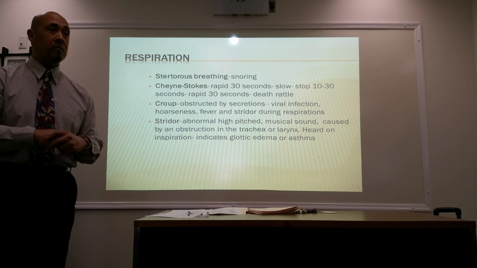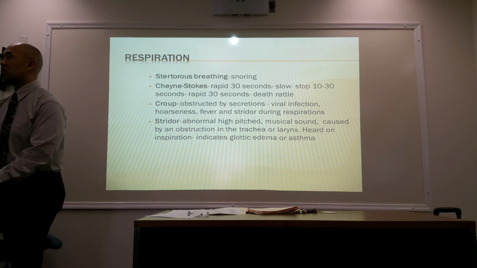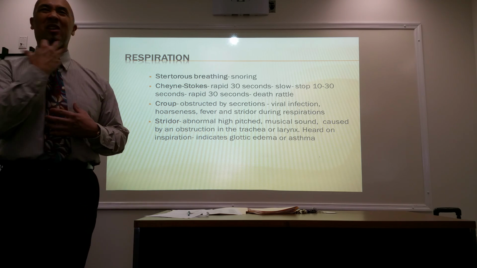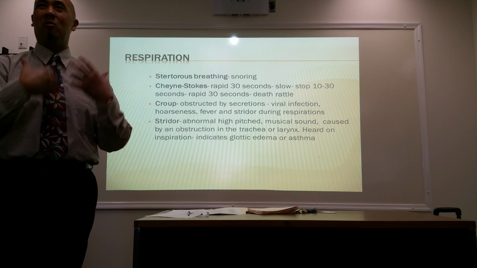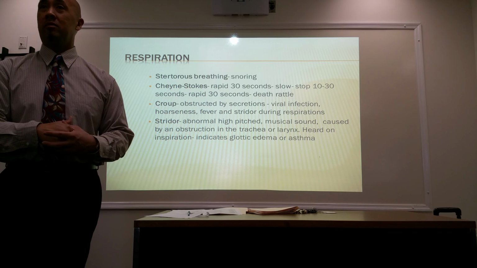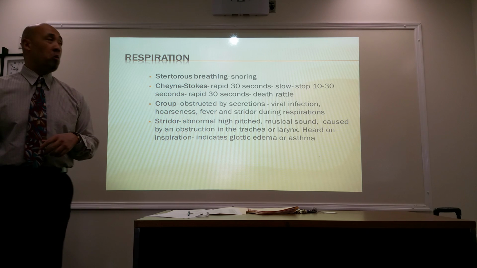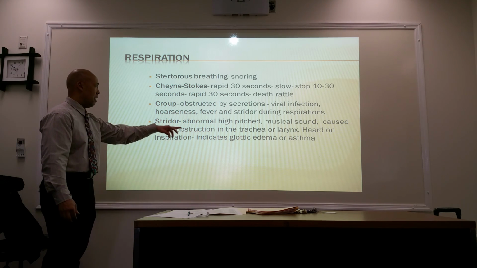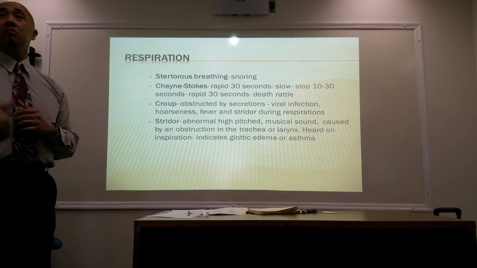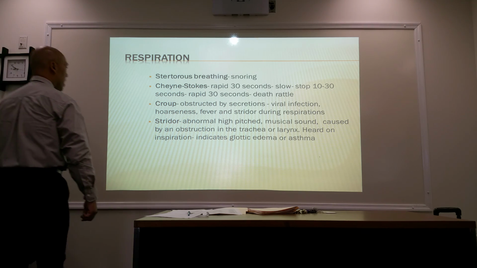Okay, croup. Croup is obstructed by secretions. It's usually caused by a viral infection. So when somebody has croup, it sounds really watery. It sounds like you're drowning in your own sputum. When you cough, it sounds wet. That's croup. Versus stridor. Stridor is caused by an obstruction. So when there is inspiration, there's going to be a whistling sound as you're breathing in, but this is caused by some type of obstruction.